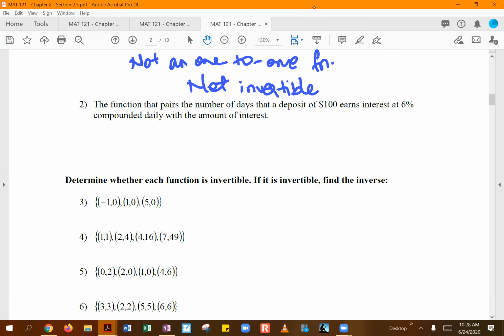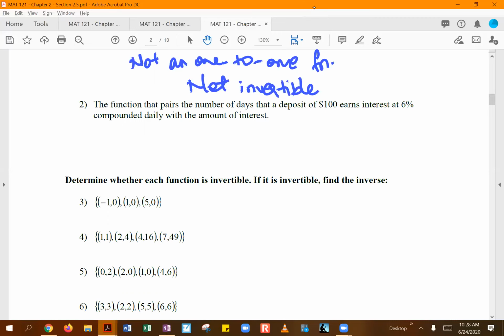So basically we know we're depositing $100 at 6% compounded daily interest. By compounded daily, of course, means that your $100 deposit will be earning interest on a daily basis. So they're going to take that 6% and basically divide it by 365, and then whatever that number comes out to be would be how much interest you would earn every day.